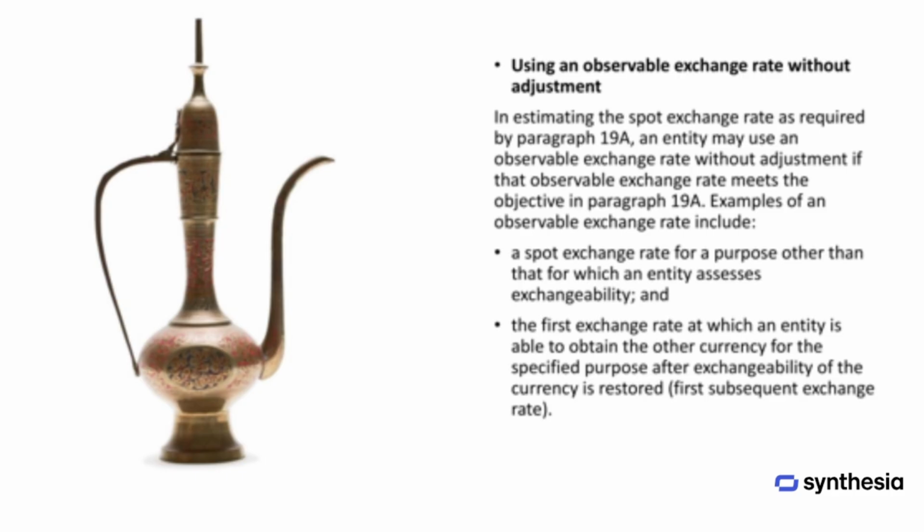Here are two examples of observable exchange rates the entity might rely on. First, a spot exchange rate for a different purpose than the one being assessed. Even if the rate was used in a different context, it might still fairly represent the exchange rate needed for the entity's purpose. Second, the first exchange rate at which the entity is able to obtain the other currency after exchangeability is restored. This is called the first subsequent exchange rate, and it can be used if it provides a reliable estimate of what the exchange rate would have been at the earlier measurement date. In both cases, the observable rate must still align with the goal of fairly estimating the spot rate at the time of measurement.